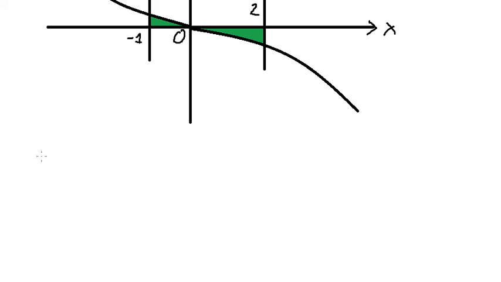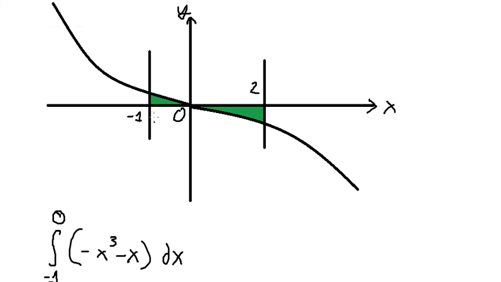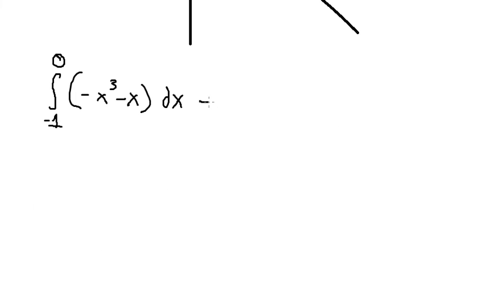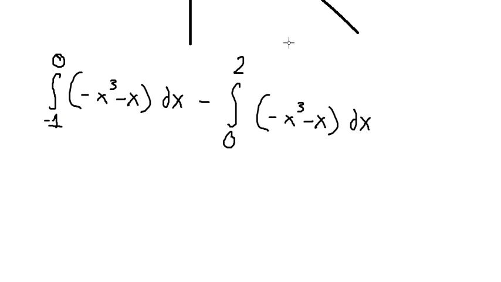So for the first one, we have the integration from negative 1 to 0 of the function in here. From negative 1 to 0, this is positive. From 0 to 2, that's negative area in here. So we need to put the negative sign in here. So we have the formula.